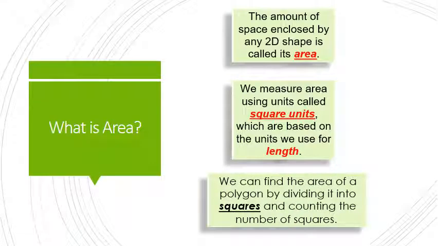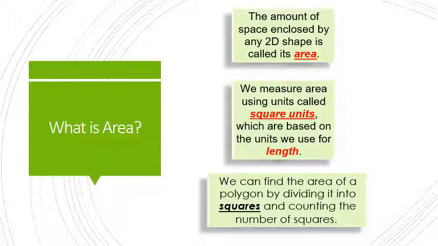What is area? The amount of space enclosed by any two-dimensional shape is called its area. The word enclosed simply means to cover. In other words, the amount of space covered by any two-dimensional shape is called its area. We measure area using units called square units, which are based on the units we use for length.